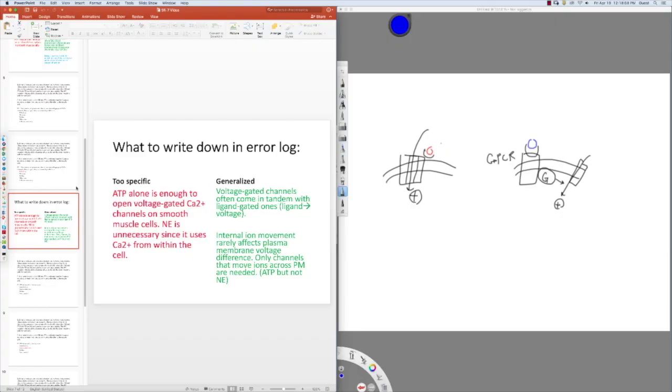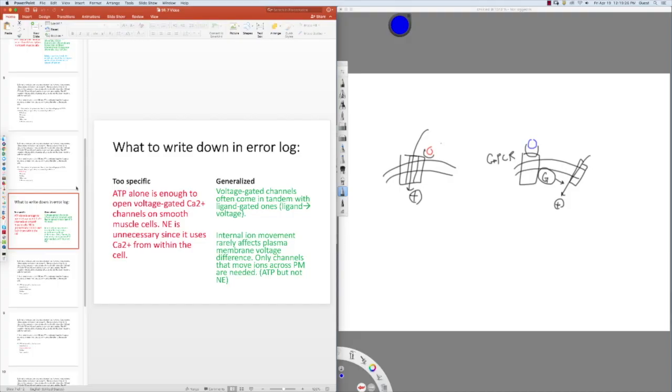First of all, voltage-gated channels often come in tandem with ligand-gated ones, right? And so that generally establishes the fact that, for this voltage-gated channel to open, you need some form of membrane voltage difference, and that has to happen initially. That has to be set up initially by a ligand-gated receptor of some sort that opens a channel across the plasma membrane specifically.